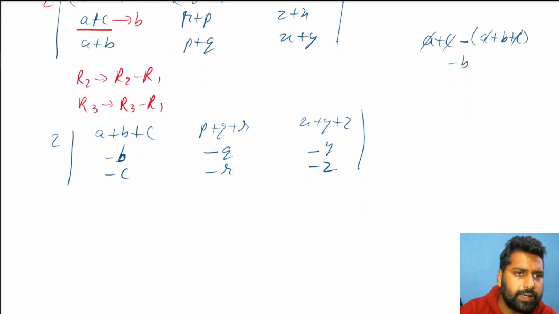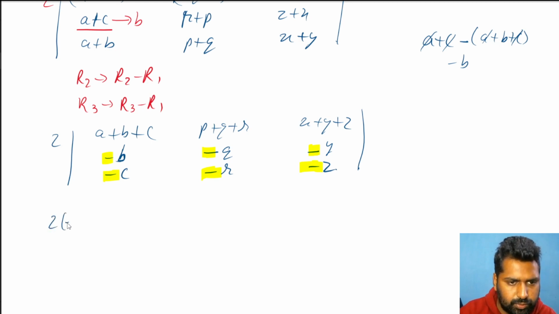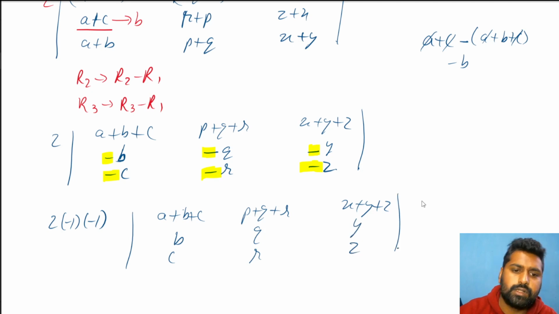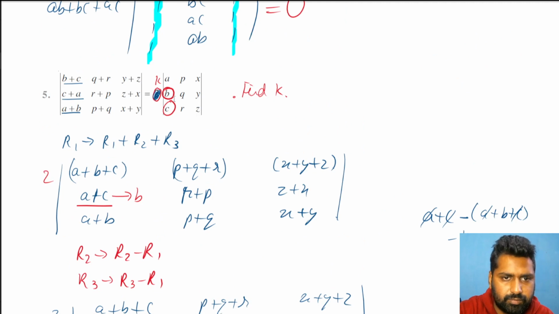Alright. Now again, we can take minus 1 common from row 2. Minus 1 we can take common from row 3 also. So take the negative common, so negative 1 two times we have taken common. Rest everything is the same: a plus b plus c, p plus q plus r, x plus y plus z; b, c, q, r, y, z. At least now row 2 and row 3 are matching the expression.